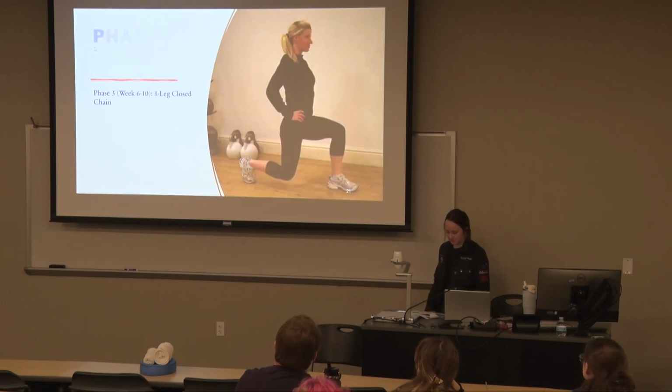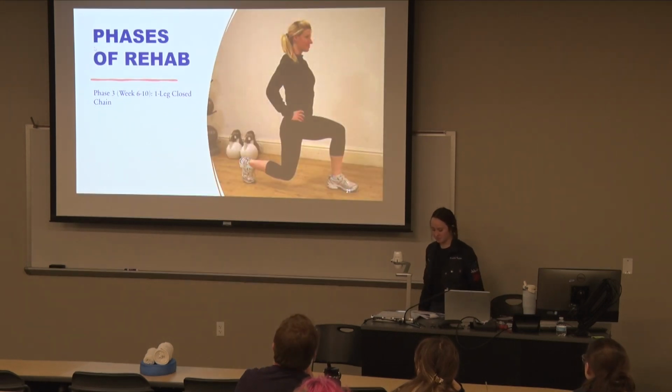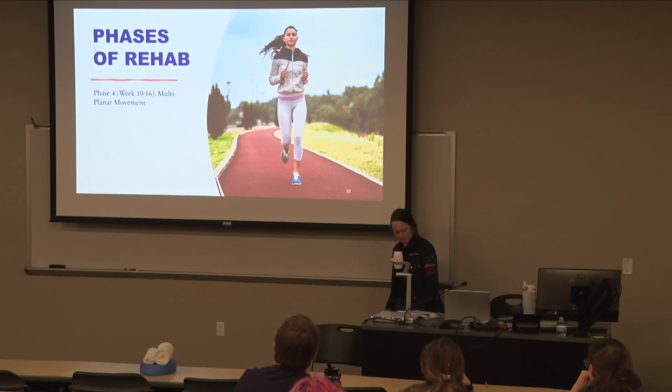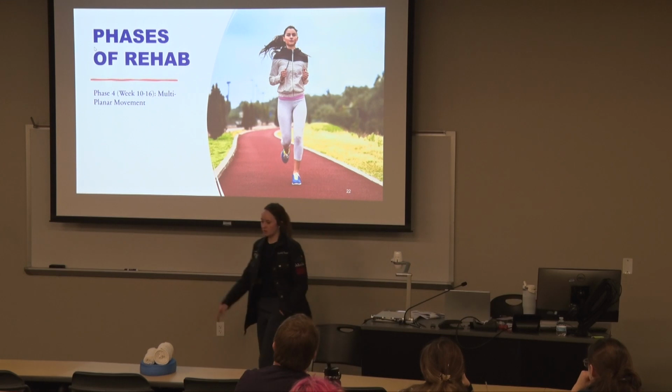And then phase 3 would be your 1-legged closed chain, which would be the same thing, but 1-legged. You could do single leg squats, step ups. So it's like walking up on stairs, or your lunges, like in the picture. And this would be phase 4. You have your multiplanar movement. This one, you could do some side steps with the band, or some straight ahead jogging.